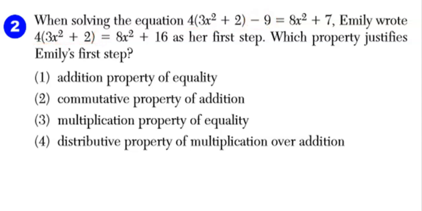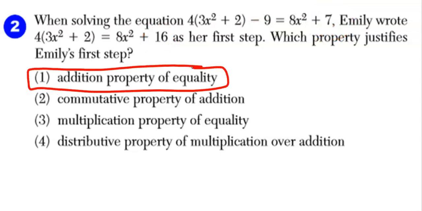So that means that this minus 9 disappeared, and the only way for a minus 9 to be removed is to use the inverse operation, which would be to add 9 to both sides. So that's why we no longer see it on the left, and that's why we now have a new 16 instead of a 7 on the right. So what happened was we used the addition property of equality to remove this minus 9 and add it to the constant on the right.